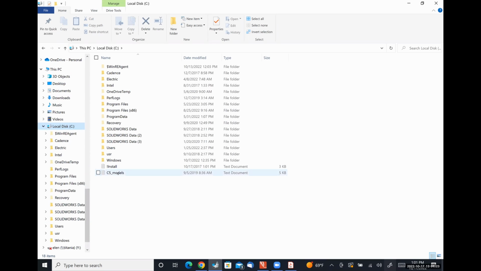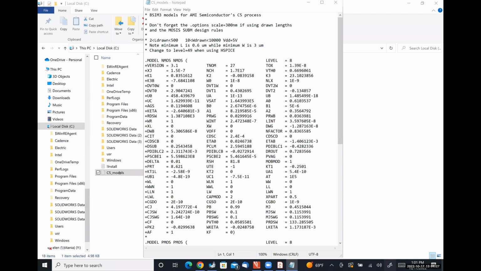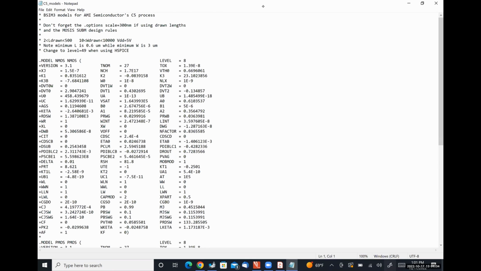C5 models. I'm going to be putting this on Moodle for you guys. Let me move this thing out of the way. Let's try to make this bigger. Move this out of the way. This is the data collected from an actual fabrication run for a C5 process that is used to develop the models that SPICE will use to tell us how our circuit behaves.